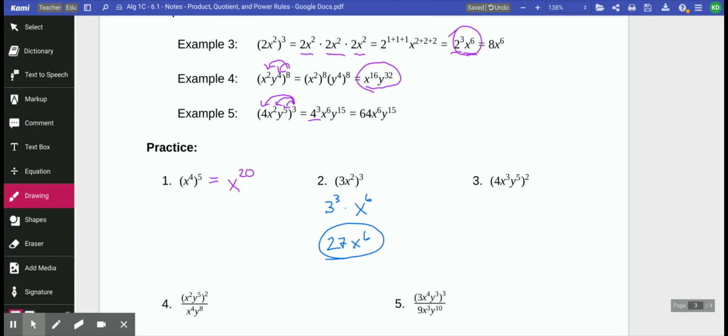And our next one here, very similar to example 5, right? So we have to apply this squared to the 4, the x, and the y. So this is going to become 4 squared, x to the 6th, y to the 10th. And we can write 4 squared as 16. So this is 16 x to the 6th, y to the 10th.